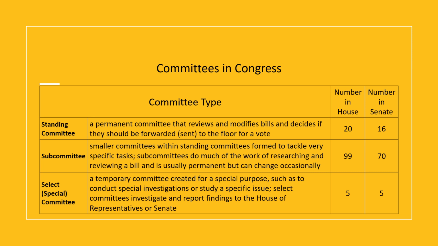As you can see from the screen, there are also significant differences in the number of House versus Senate committees, particularly as they relate to standing committees and subcommittees. There are far fewer standing committees and subcommittees in the Senate than in the House, and this makes sense because there are more than 4 times as many members in the House of Representatives at 435 compared to the Senate, which has 100 members.